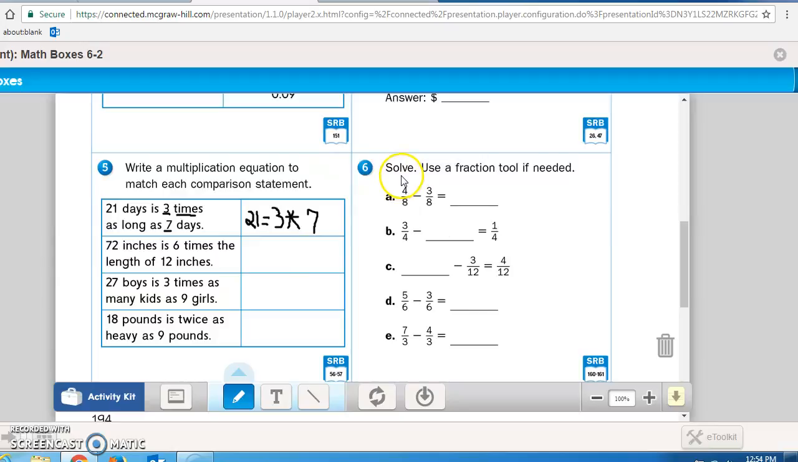And Math Box 6 says solve, use a fraction tool if needed. If not, go ahead and complete them. When you're finished with this page, go up to the answer key and correct it. If you struggled, again, come find me and I'll tell you what went wrong.